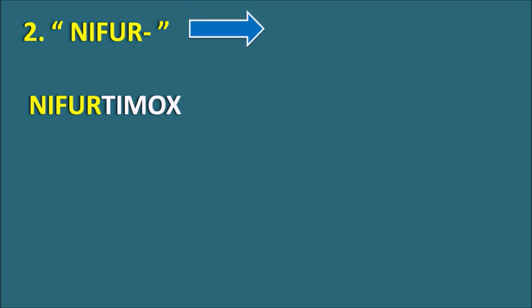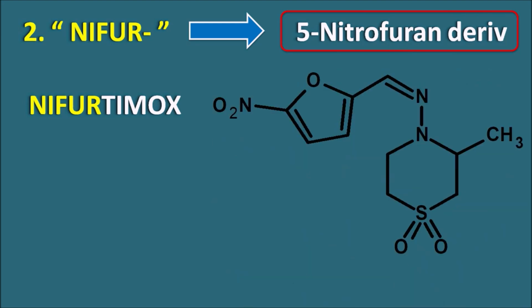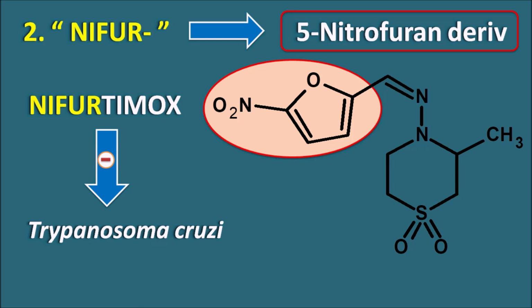The second one is NIFR. Here we have one drug, nifurtimox, which has the prefix NIFR. So what does NIFR indicate? NIFR indicates they are 5-nitrofuran derivatives. This is the structure of nifurtimox, and here you can observe that a 5-nitrofuran group is present. Nifurtimox is a 5-nitrofuran derivative, and this drug inhibits Trypanosoma cruzi, which produces the American sleeping sickness. So nifurtimox is used in the treatment of Chagas disease caused by trypanosomiasis.